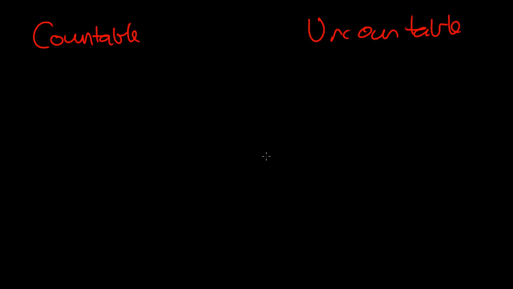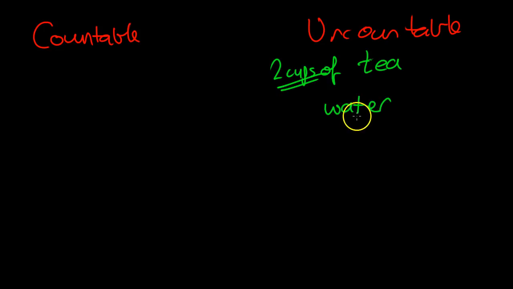Some of the uncountable nouns, for example, could be tea. You can't have 2 teas, you can only have some tea. The tea needs to have another form of measurement. You might have 2 cups of tea, so we use 2 cups to count the amount of tea. Water is one that we can't count. It's an uncountable noun. You can't have 2 waters. You can have 2 bottles of water, 2 teaspoons of water, 2 buckets of water.